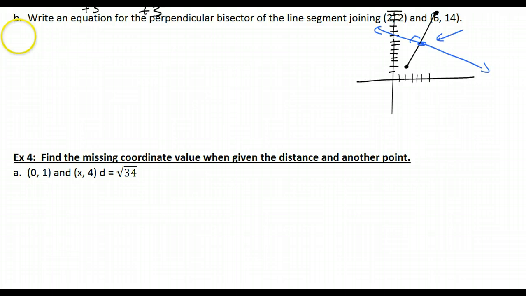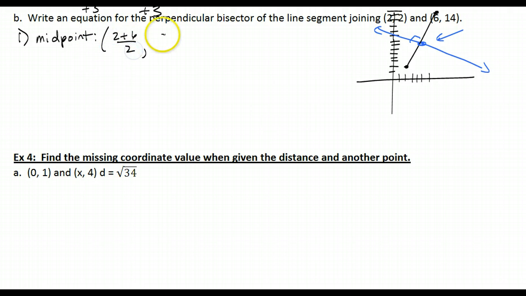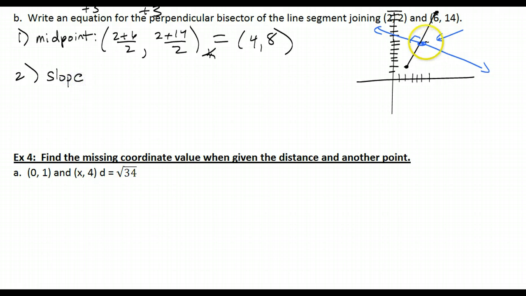So first of all, find the midpoint of that segment. So the midpoint of the segment is (x plus x over 2, y plus y over 2). So that is my midpoint, (4, 8). Find the slope of the black segment, and then my slope is the opposite reciprocal, okay, because it's perpendicular.